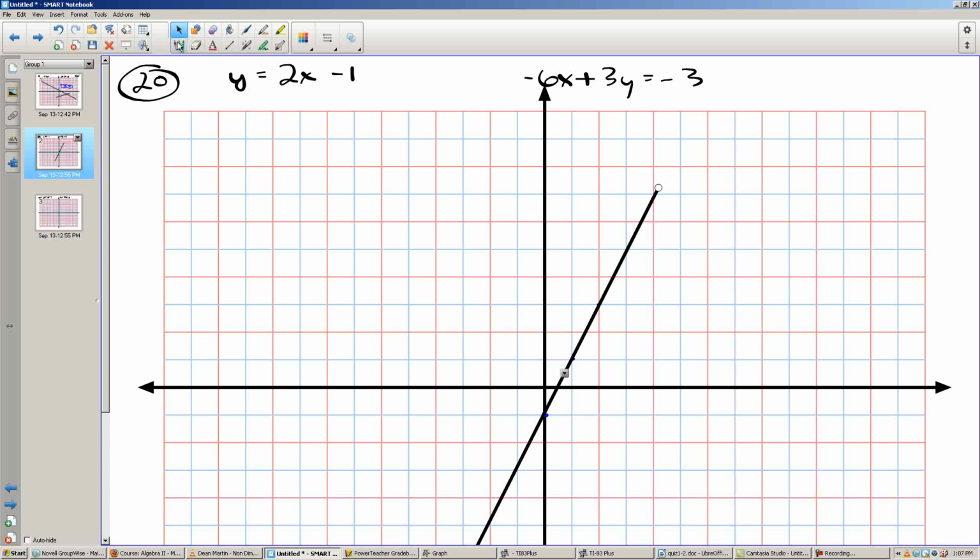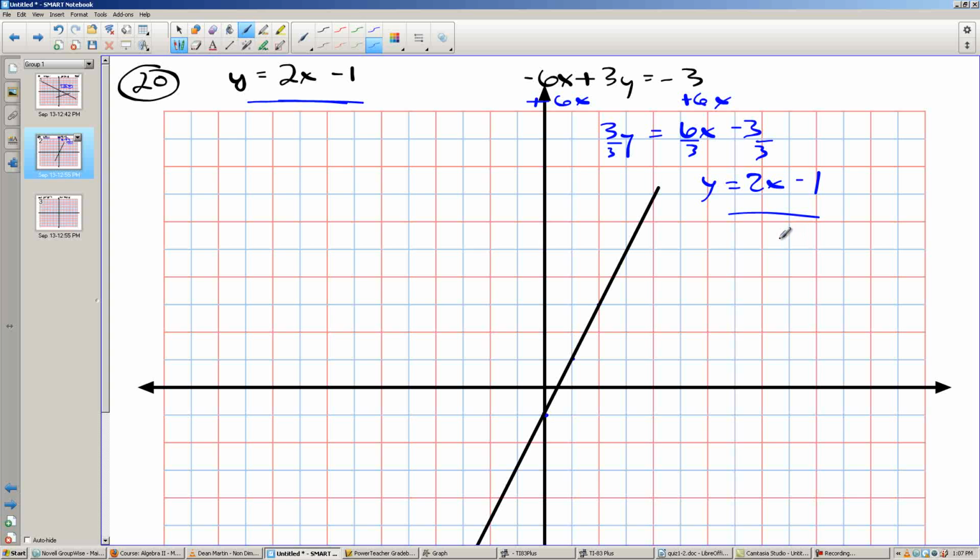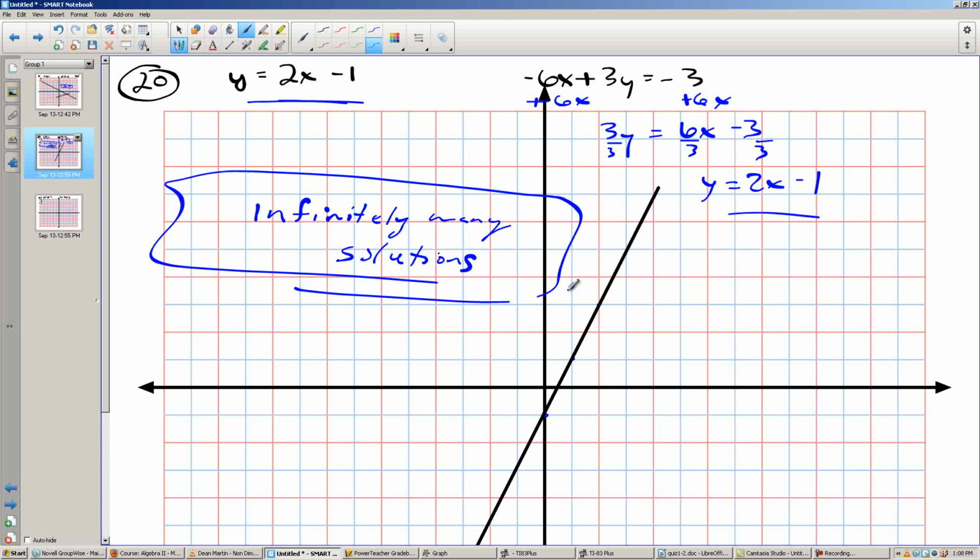Okay, so I've got my first curve drawn. Now I switch to my second curve. It's not in the right format, so I'm going to add 6x. I'll get 3y equals 6x minus 3, divide by 3. I get y equals 2x minus 1, which, if you notice, is exactly the same as the original. So when I see this exact duplication, algebraically, I already know that this has infinitely many solutions. And so that is the answer. Every point is part of the answer, and that's way too many for me to count. So we'll say that there are infinitely many solutions.